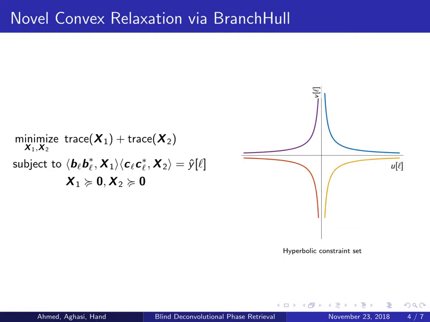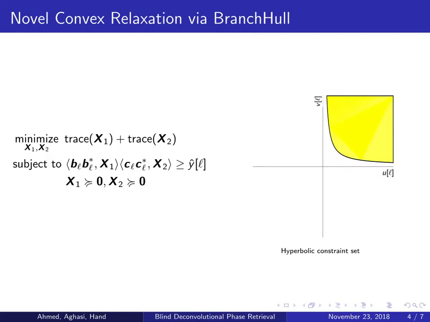Taking a standard semi-definite relaxation of this rank 1 matrix constraint, we arrive at the program, which is non-convex because of the hyperbolic constraints. We will use a convex relaxation called BranchHull. We observe that both terms in the hyperbolic constraint are positive because of the PSD constraint. Thus, the measurements always correspond to the first quadrant in the figure. As a result, we take the convex relaxation given by the convex hull of these measurements under the PSD constraint, which is given by the region above this hyperbola.